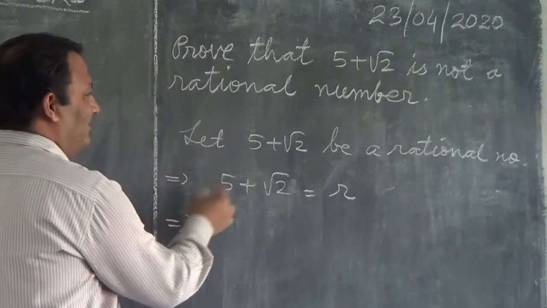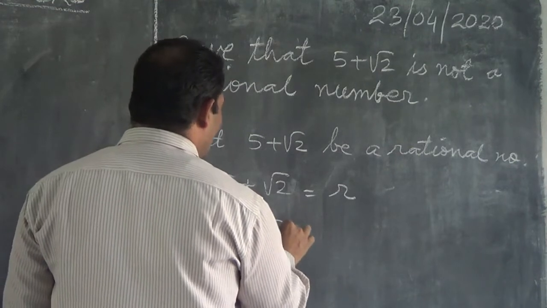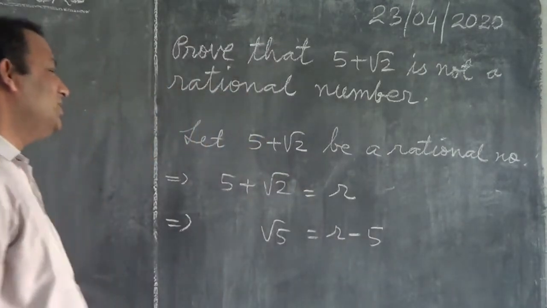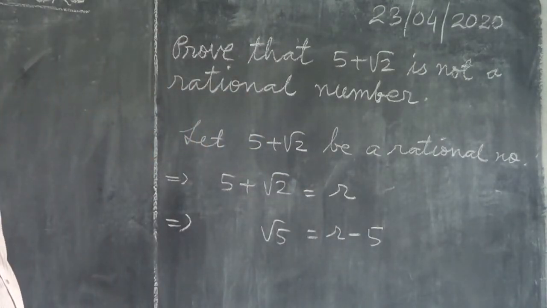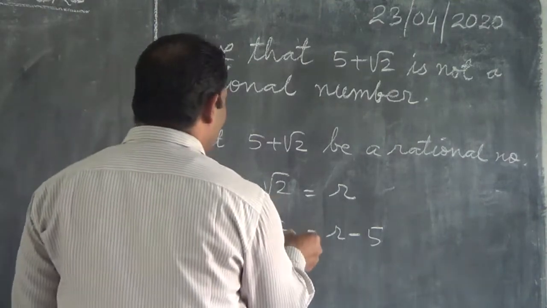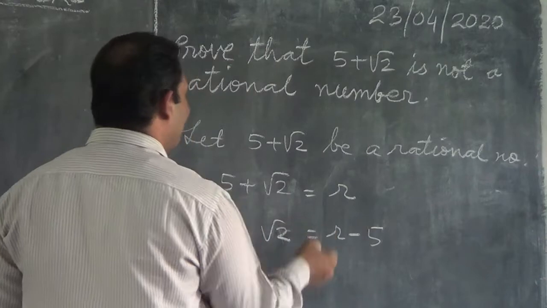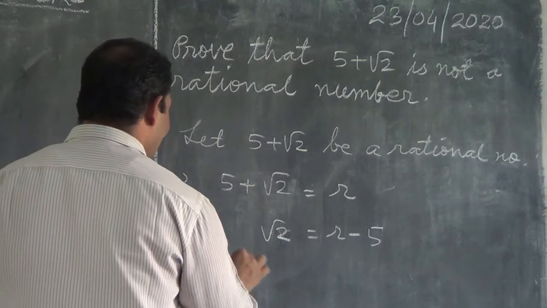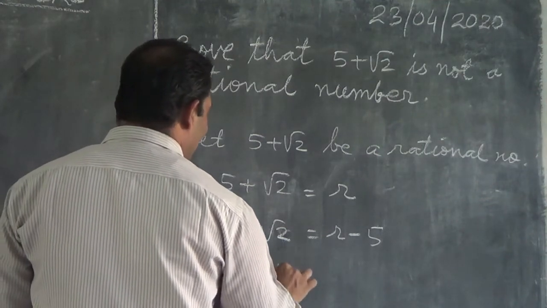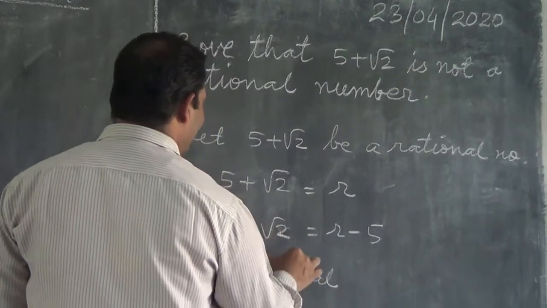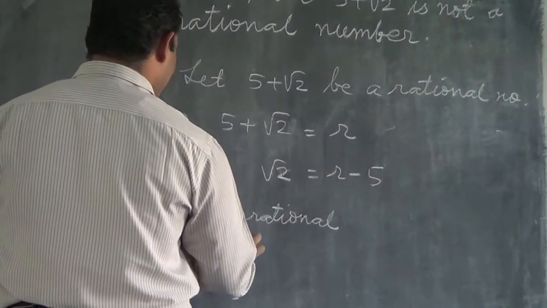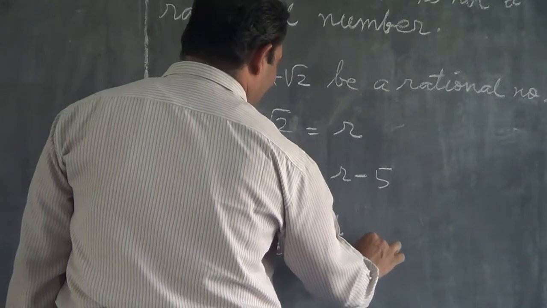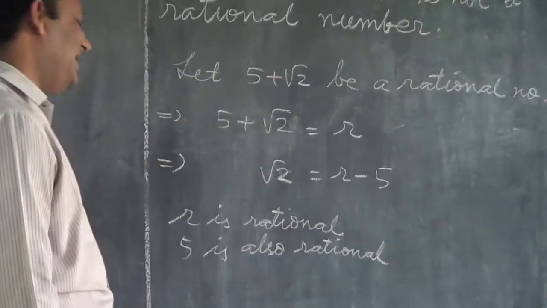If r is a rational number, that means root 2 equals r minus 5. Root 2 equals r minus 5. So here what happens? r is rational. 5 is also rational. So r is rational, 5 is rational.